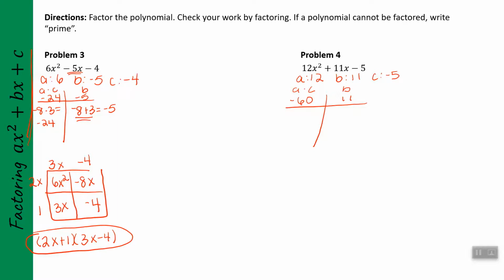Well, let's think a couple ways. Let's say we can do negative 6 times positive 10, which gets me negative 60. Negative 6 plus 10 is going to add up to 4. So that's not going to work. Okay, but what is going to work is 15 times negative 4 gets me negative 60. 15 plus negative 4 equals 11. All right, so I'm going to go ahead and make my box.